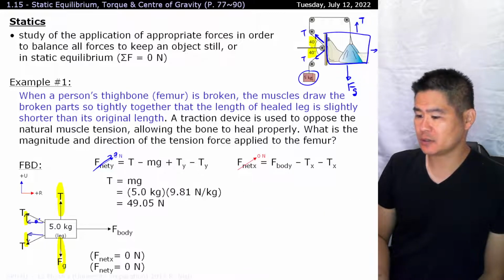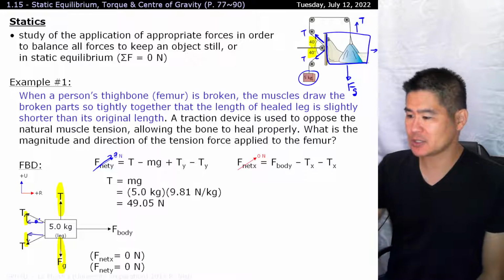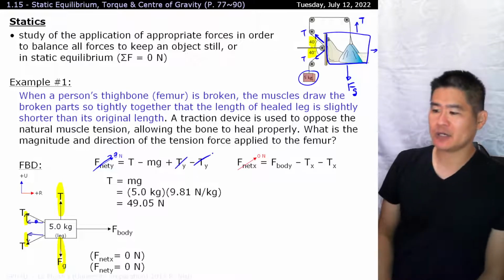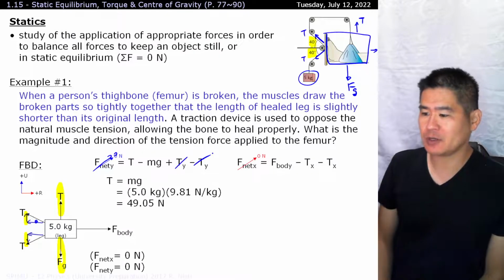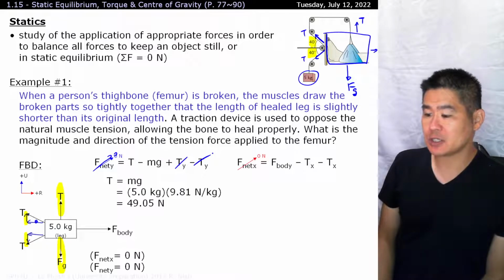Where is it? Oh, did I really cut to the chase? Oh, I'm shameless. I did mathematically divide those two out. Or not divide, subtract those two out because they are the same. Alright, so tension is just equal to mg, or 45 newtons.